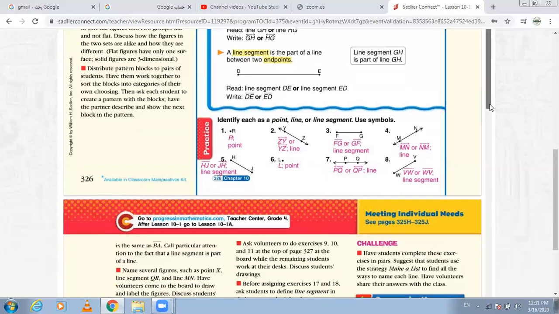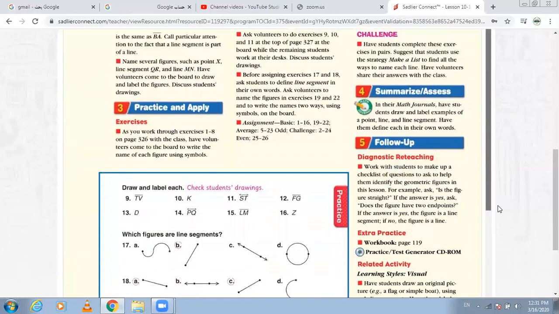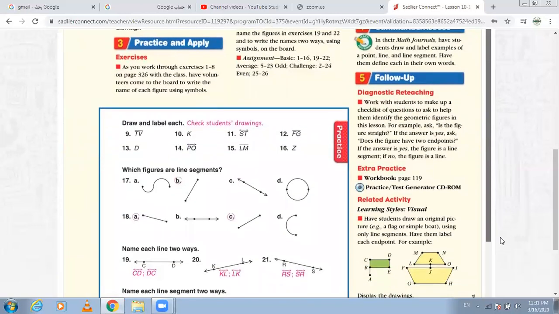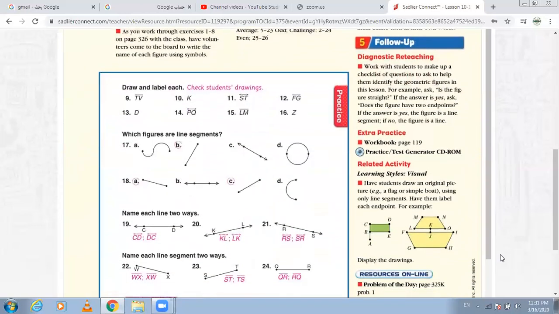Now we will go to the second page. Draw and label each. In the first, I want you to look at this sign. Can you tell me what this sign means? If I don't have any arrows, it means line segment. How can we draw the line segment? Look at the board now.